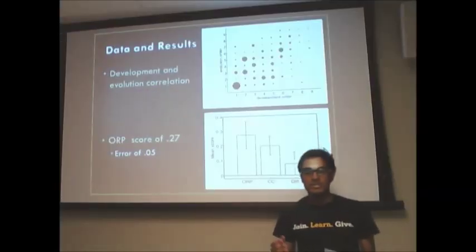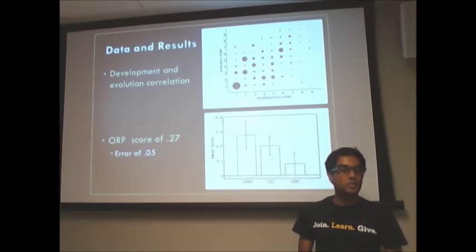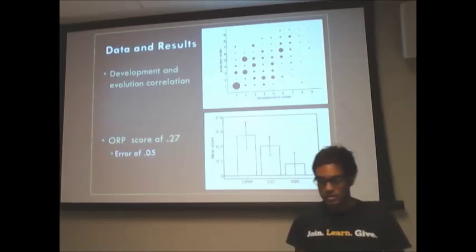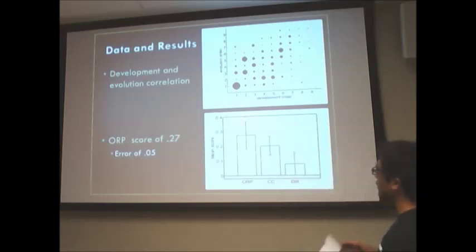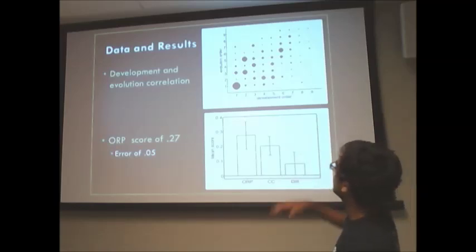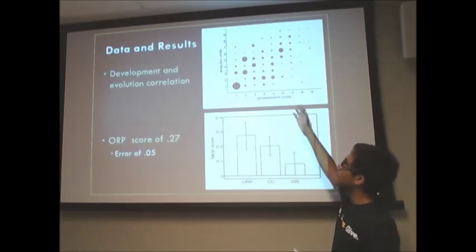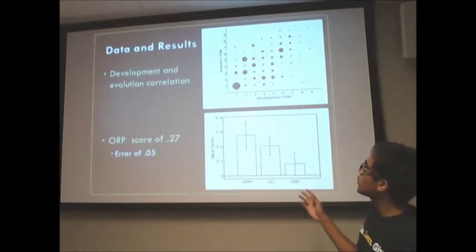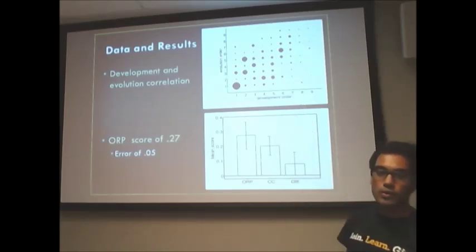And now we're going to look at the data and results of various experiments and studies to see how this addresses the question at hand. So firstly, we're going to look at ontogeny recapitulates phylogeny, which is addressed by the first graph on the top right, which has development order on the x-axis compared to evolution order on the y-axis.